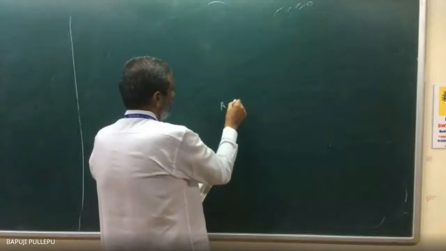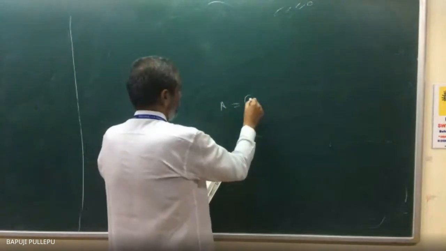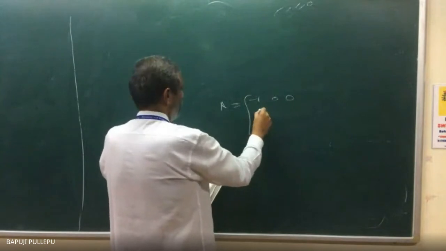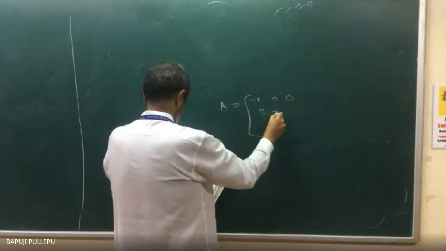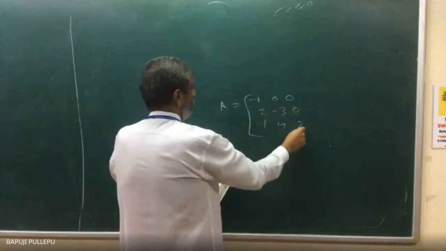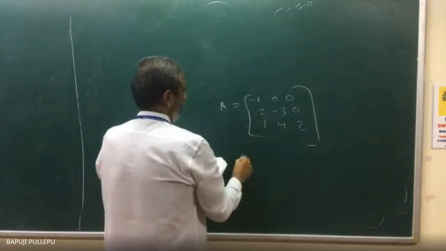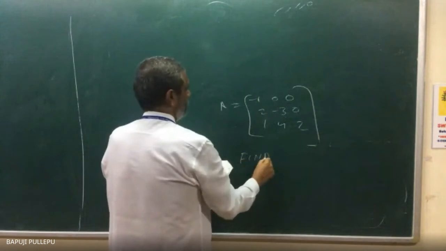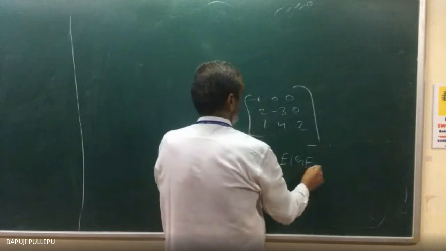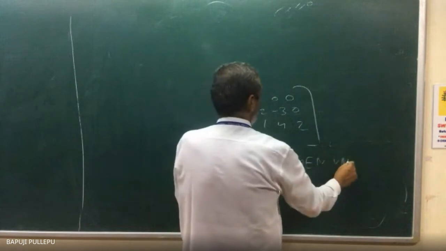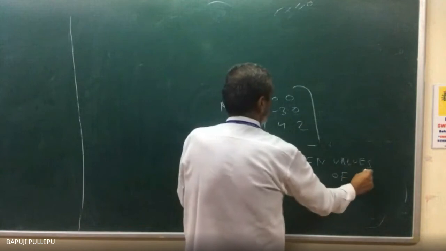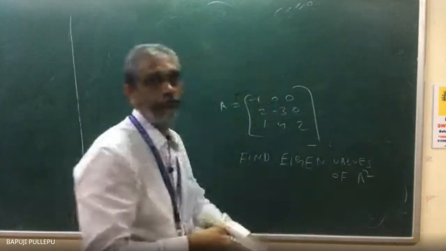Matrix A is -1, 0, 0, 2, -3, 0, 1, 4, 2. Find the eigenvalues of A square. How will you do it?